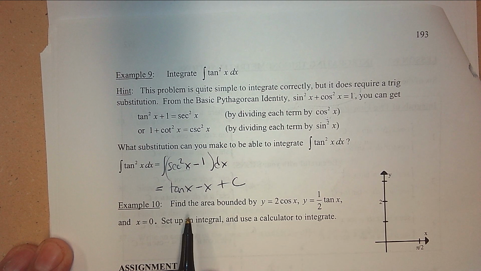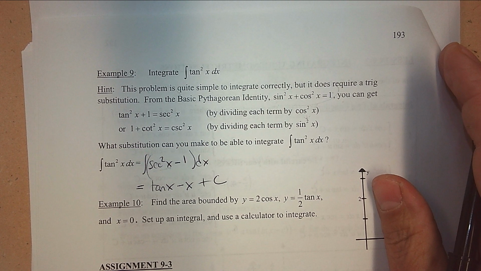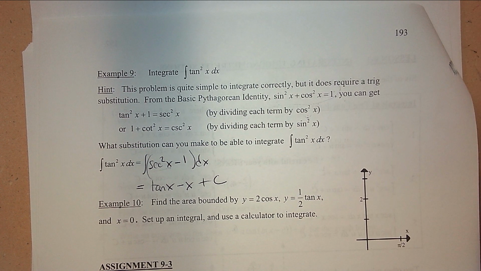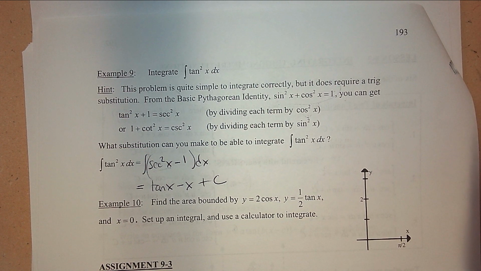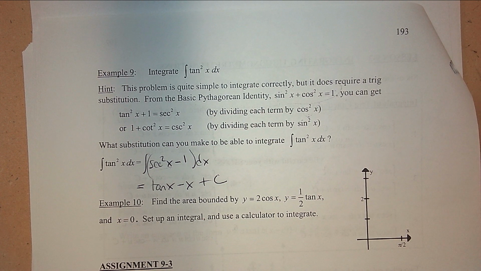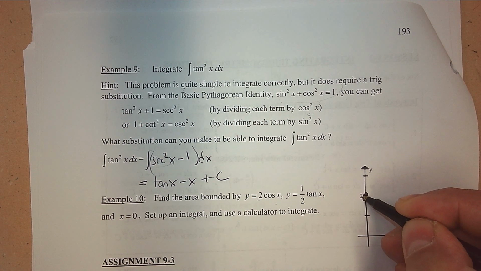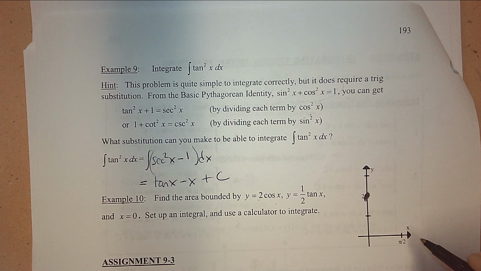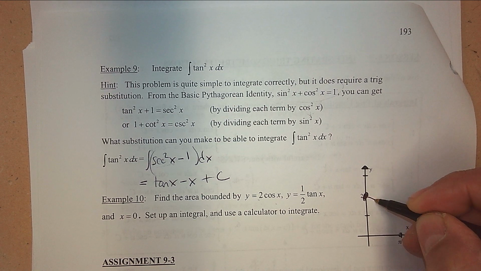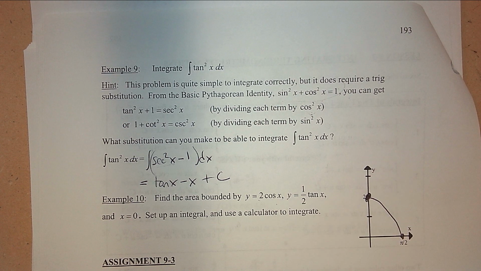Example 10. Find the area bounded by y equals 2 cosine x, y equals 1/2 tangent x, and x equals 0. Set up the integral and then use your calculator. So let's graph this. 2 cosine x starts at 2. And then at pi over 2, well, the value of cosine at pi over 2 is 0. So there's a curve right here. And it would continue on, but I don't need it.